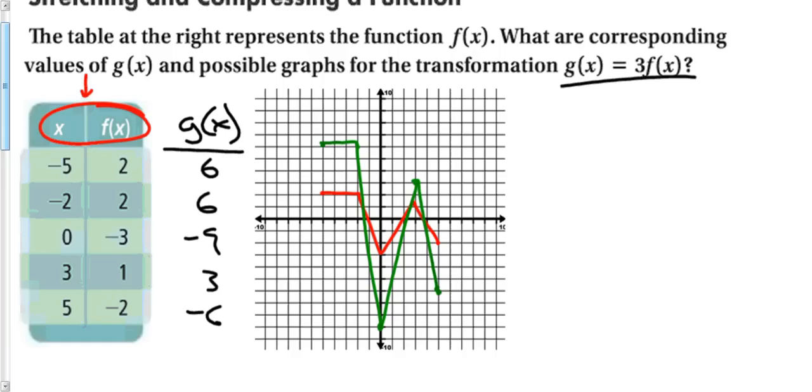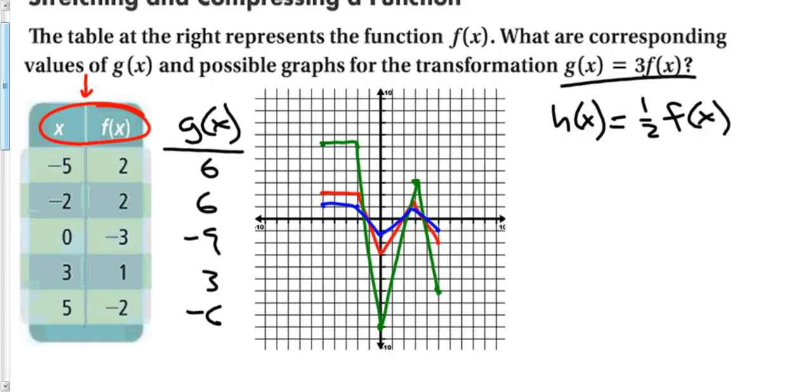If I wanted to push the function closer to the x-axis, I could do something like this. That h of x, another function, is going to be equal to 1/2 f of x. So now I can push this closer to the x-axis, and it would look something like that. Okay, to push it closer to the x-axis.